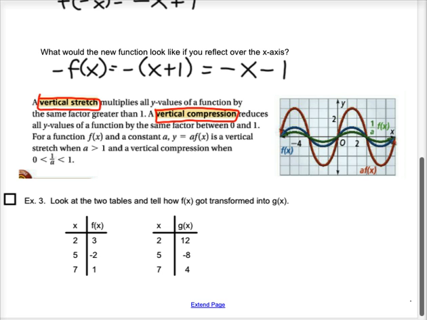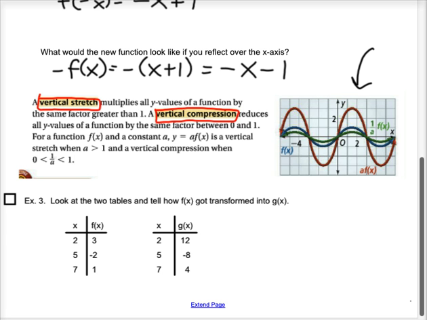And you can see all of that in this diagram here. If blue is our normal, blue is our parent function, well, that means red is our vertical stretch. It's getting bigger. And then green is our vertical compression. It's getting smaller. Now to look at this in a table form.